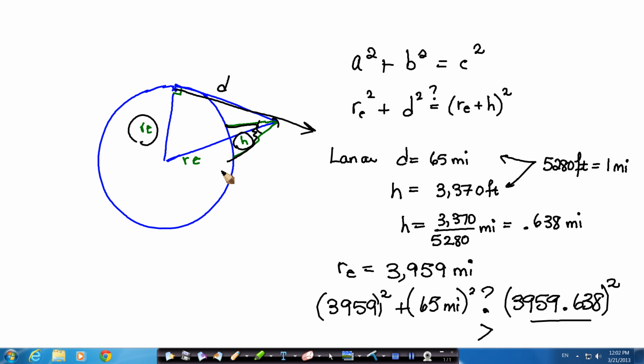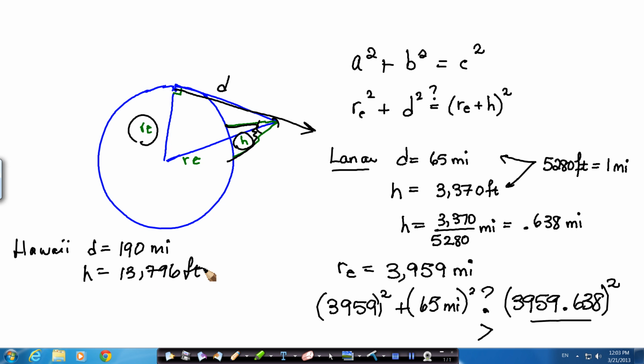Now let's confirm that. Let's do that with one more just so we have good measure, right? A good picture. Let's do, what do you want to do? Because the other three should work, right? Because it says which one of these doesn't work. So what if I said, let's do Hawaii. So let's plug in the numbers for Hawaii. The distance to Hawaii is 190 miles. And the height of Mauna Kea is 13,796 feet.